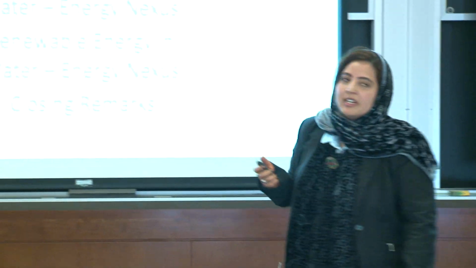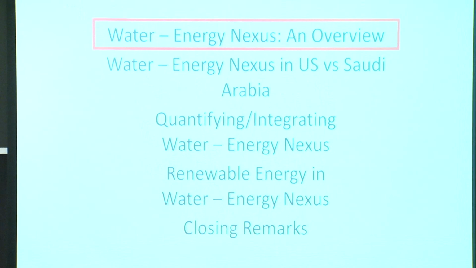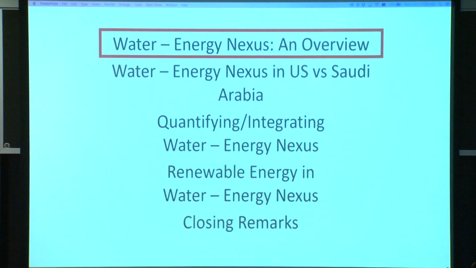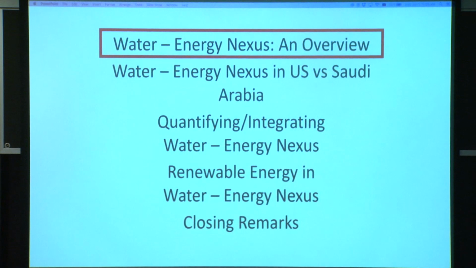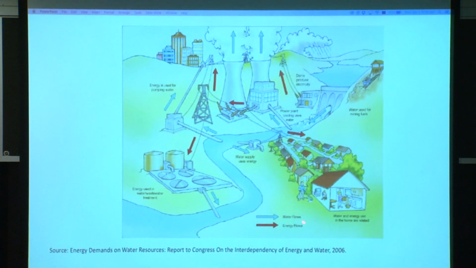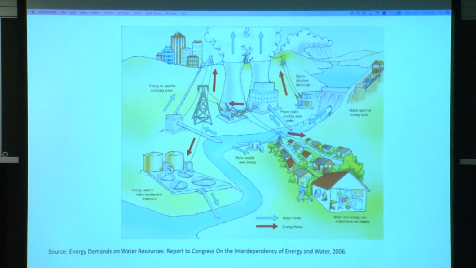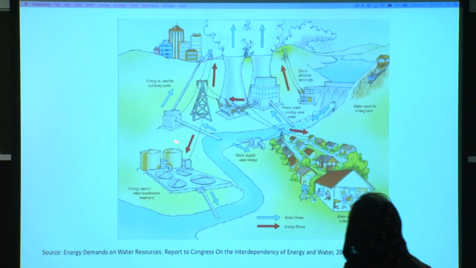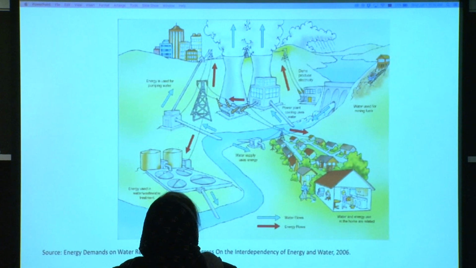So this summarizes the agenda, the topics that I will be covering during my presentation. I will first give you an overview about how water and energy are connected as main resources. If we look at this image, the blue arrow reflects the water flow, and the red arrow reflects the energy flow. So this is one way to look at how we use energy for water.